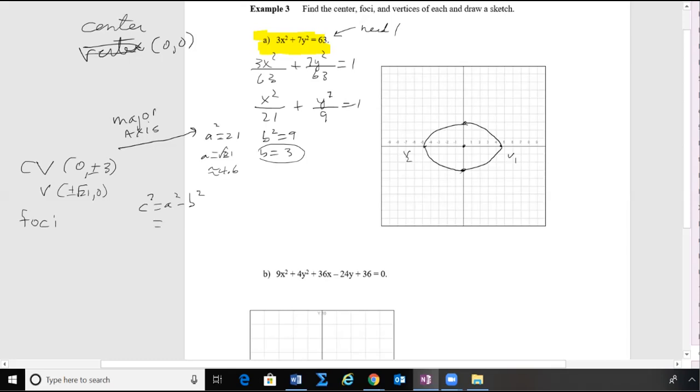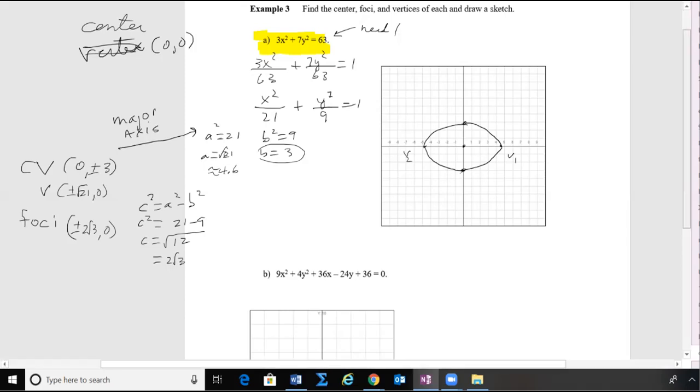Let's see, we would have 21 minus 9. So c is the square root of, what is that, 12? So it'd be 2 root 3. So our foci will then be at plus or minus 2 root 3, 0.